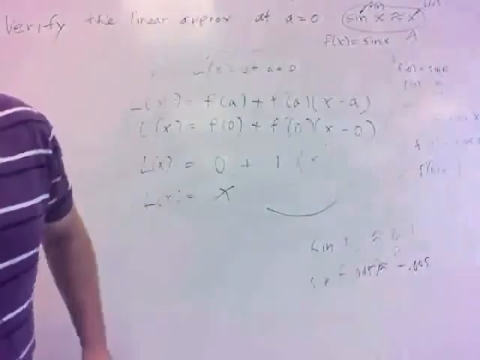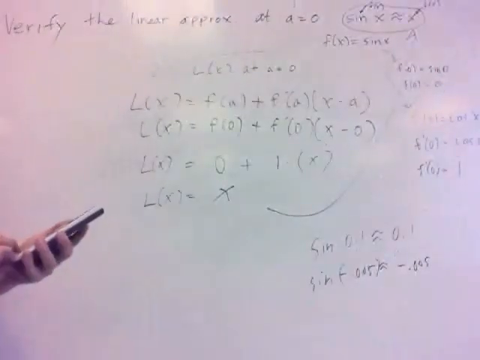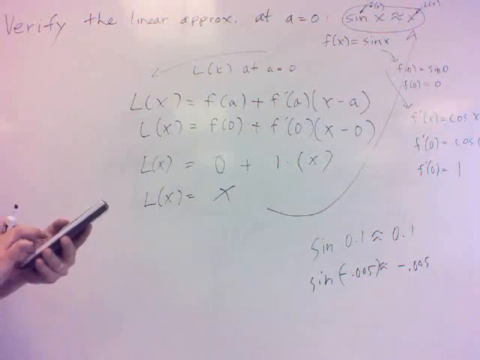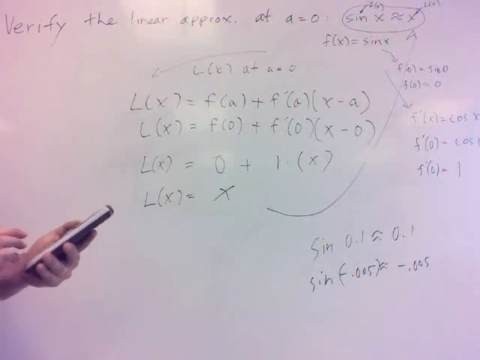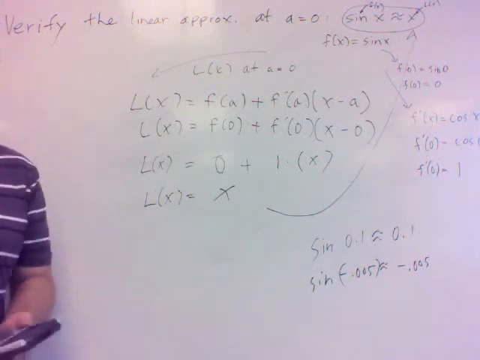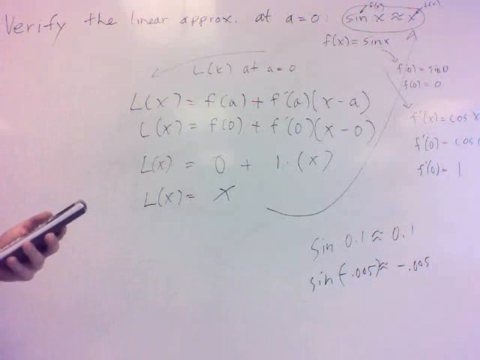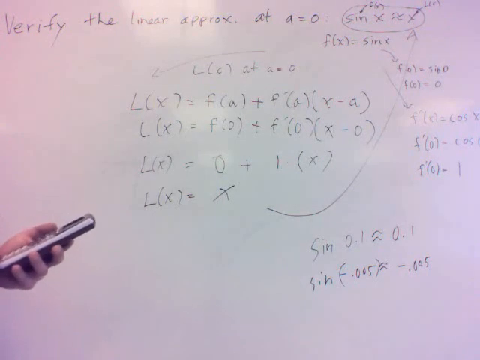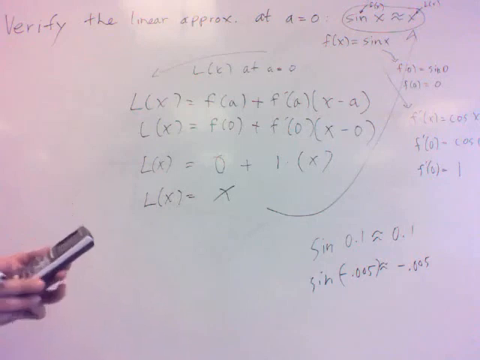Is that close? Punch those in, see what you get. Sine of 0.1, 0.099, which is about 0.1, isn't it? Sine of negative 0.005, sorry, is negative 0.0049.